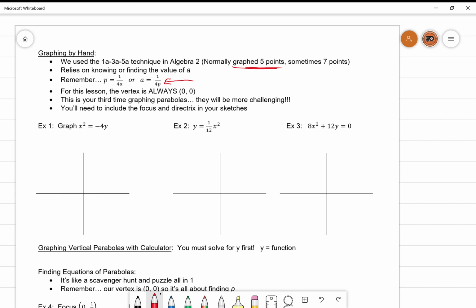And we will need to do 3 things. I will want to see the vertex labeled. I will want to know the ordered pair for all points. And we'll need our focus and directrix in the picture. Let's make a 4th thing, our axis of symmetry.